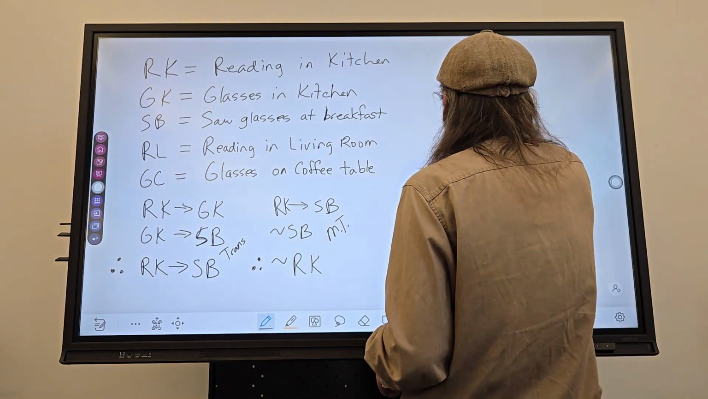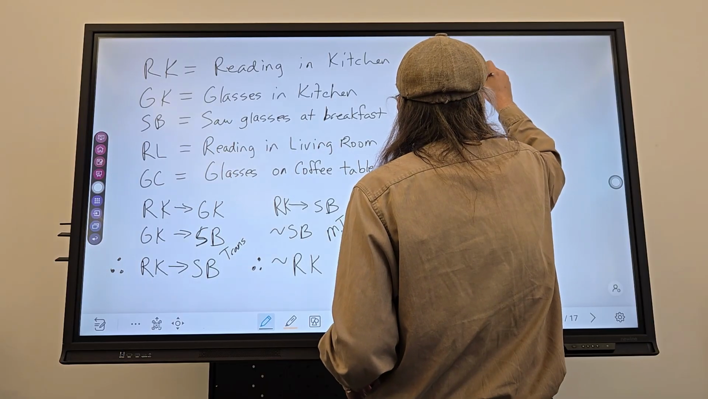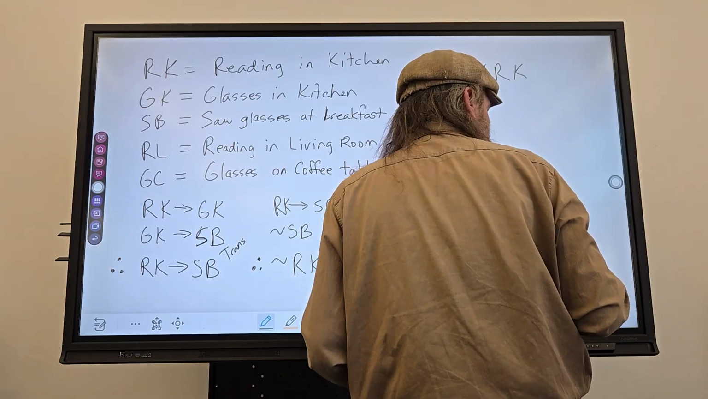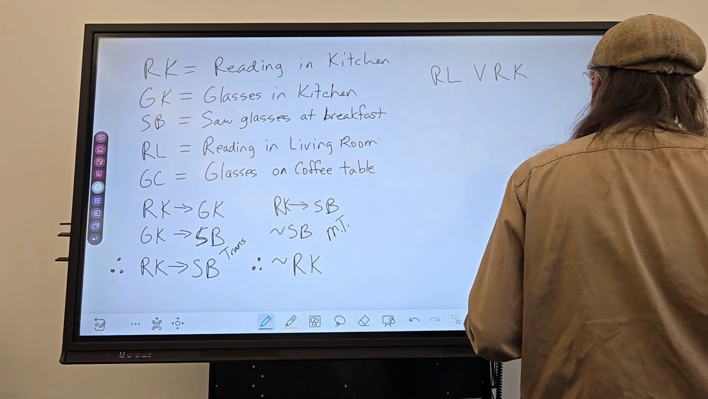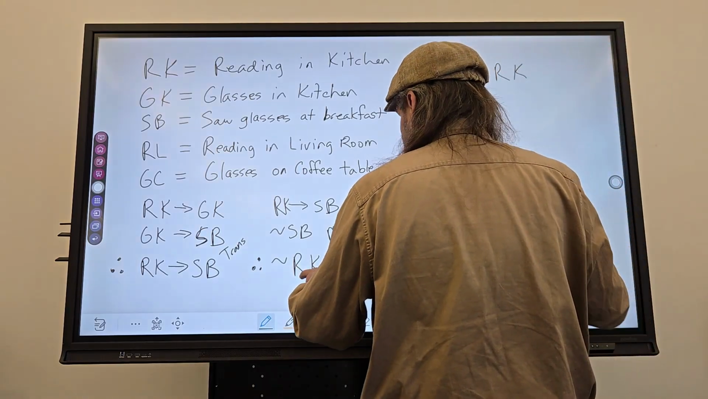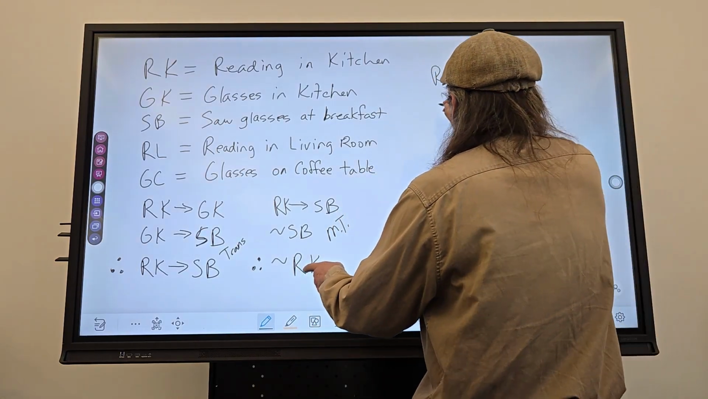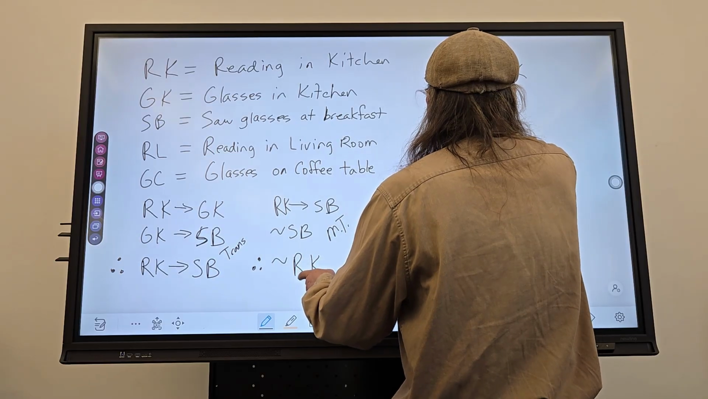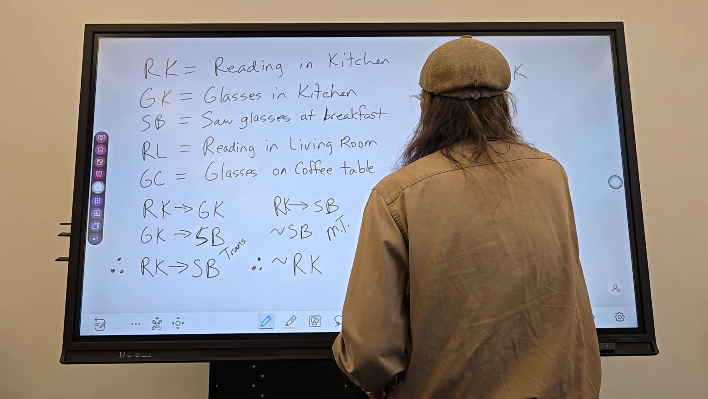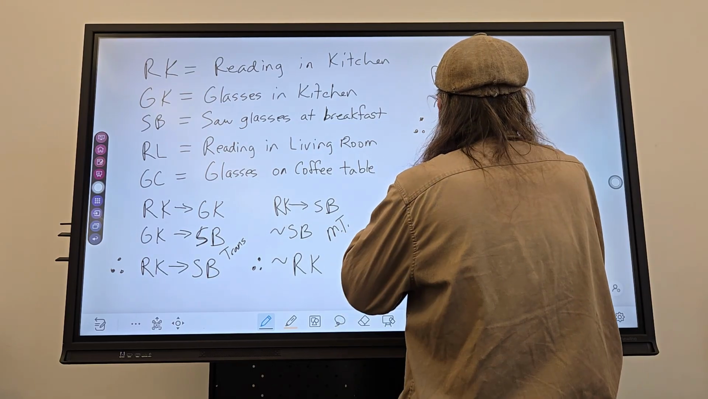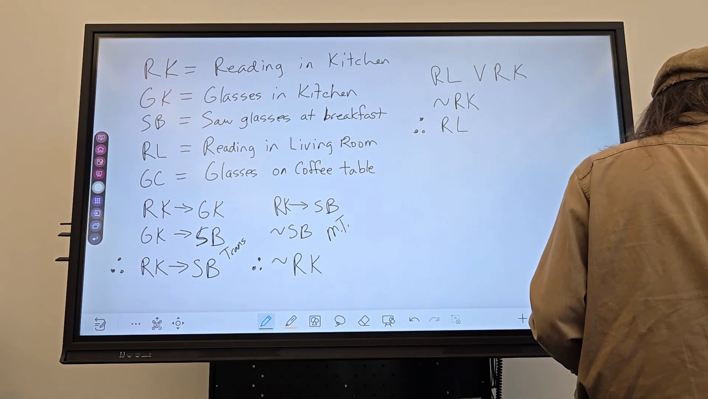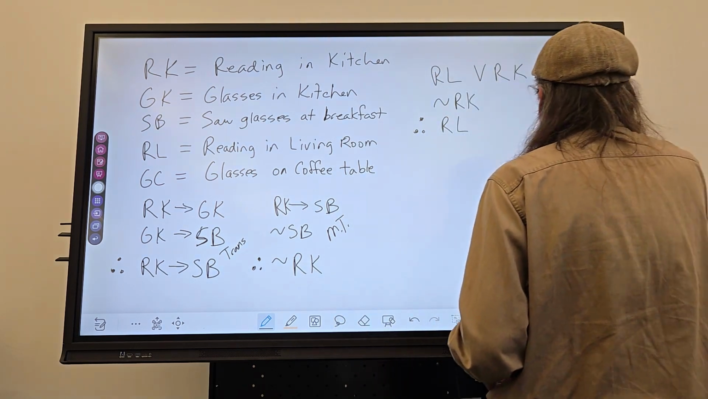RL or RK. Either you were reading in the living room or you were reading in the kitchen. From the previous conclusion, you know that not RK. Therefore, reading in the living room, by elimination.